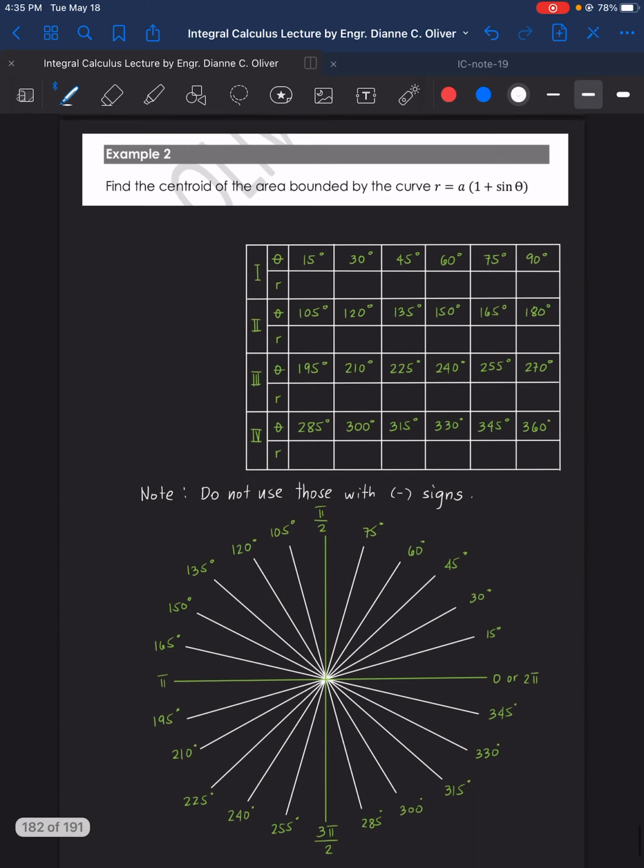Let's go to number 2. It says, find the centroid of the area bounded by the curve r is equal to a(1 plus sine theta). So the whole area of this curve. We need to fill the table first and sketch the curve.